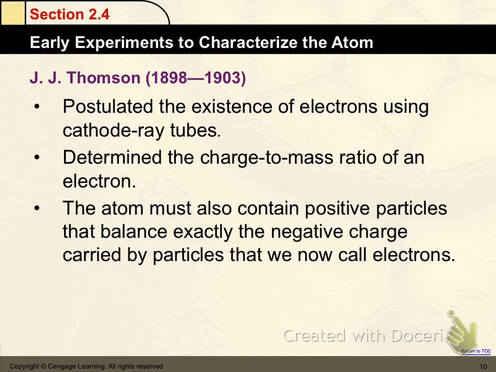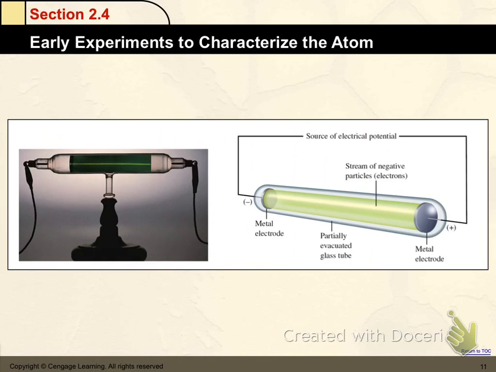His other thought was that, okay, if there's these negative things within this quote-unquote atom, there must be positive things because, you know, with every negative you have to have a positive. They balance each other out. If that weren't the case, everything would be negative and nothing would ever exist. Okay, so he didn't know what these positive things were, but he pretty much thought that they were around somewhere. And here's a picture of the cathode ray tube.